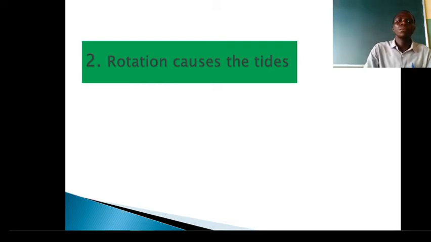Now, let's proceed with the second effect. Rotation causes tides.